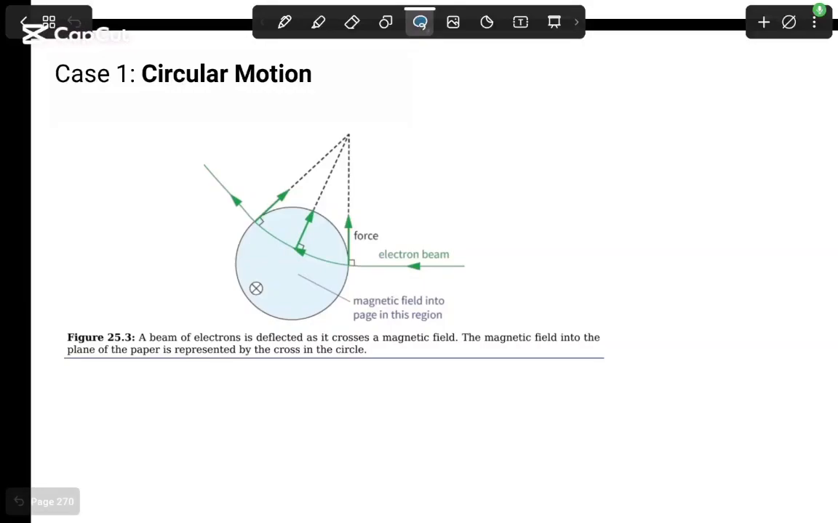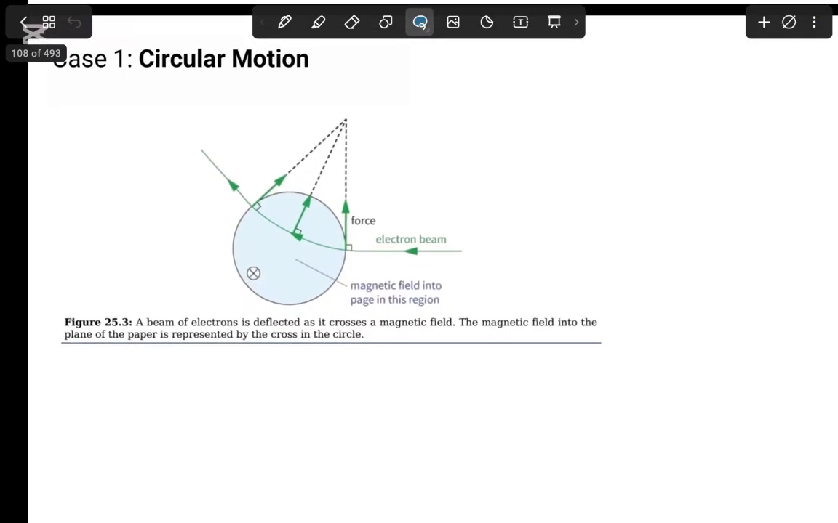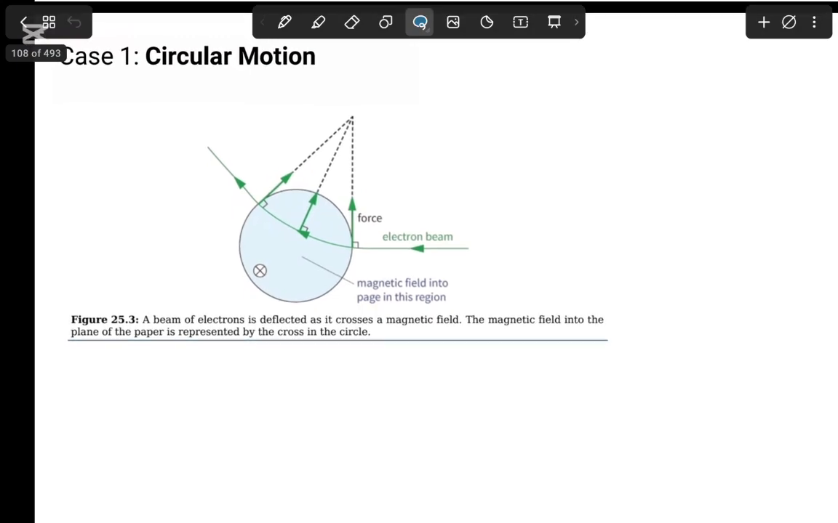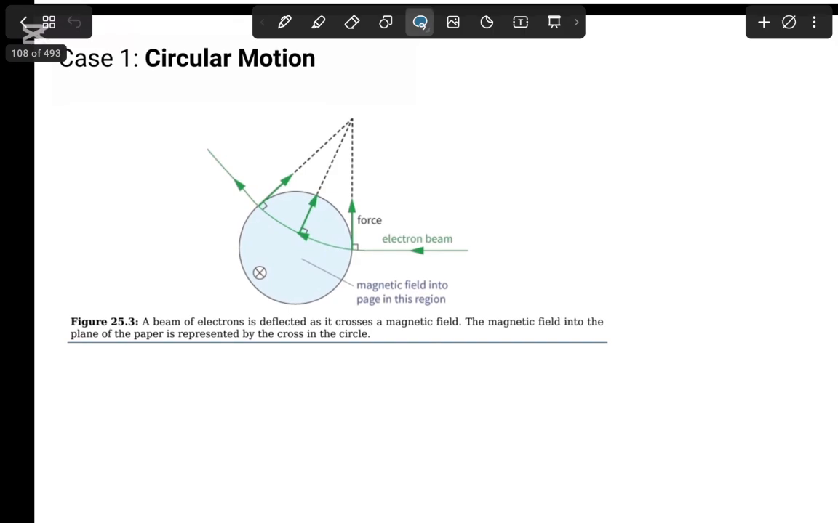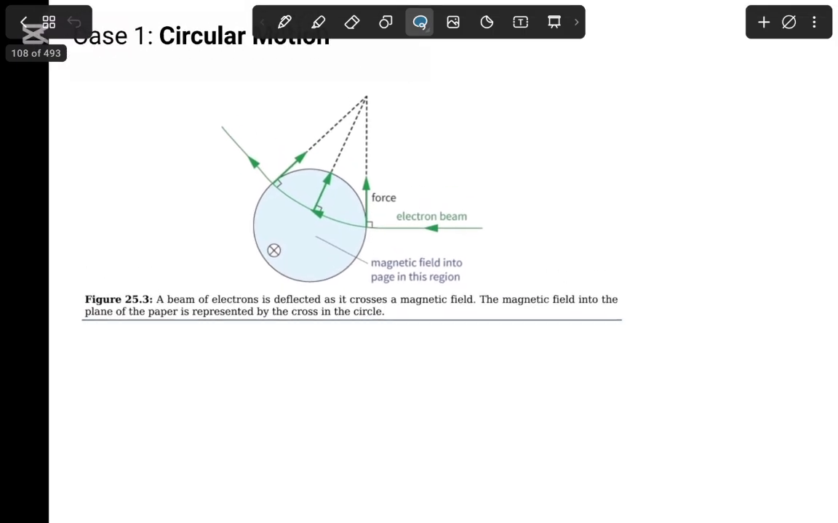Before you go into the first exam walkthrough on the magnetic field chapter, let's talk about two things: circular motion and magnetic fields, and electric field and magnetic field. Okay, so we can see here a beam of electrons is deflected as it crosses a magnetic field. The magnetic field is into the page and is represented by the cross dot here, right?